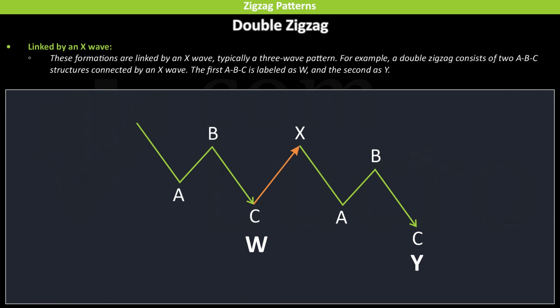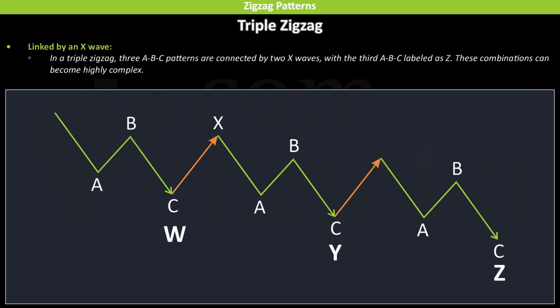Double and triple zigzags are simply zigzags joined by an X wave, itself a 3-wave move. A double zigzag is 2 ABC structures linked by that X, the first labeled W, the second Y. In a triple zigzag, 3 ABC patterns are connected by 2 X waves, and the last one is labeled Z. You can already see how quickly this gets complicated.